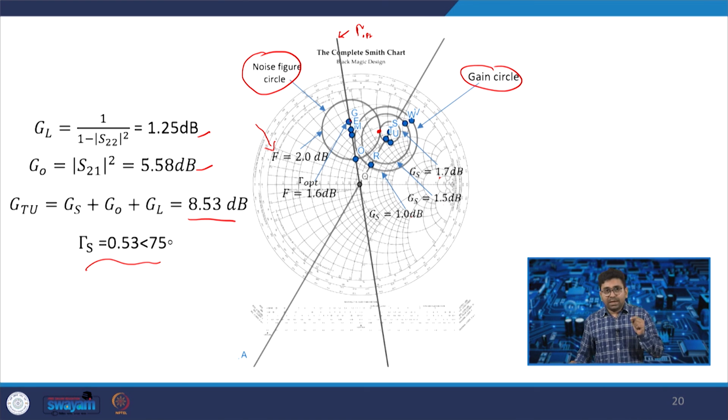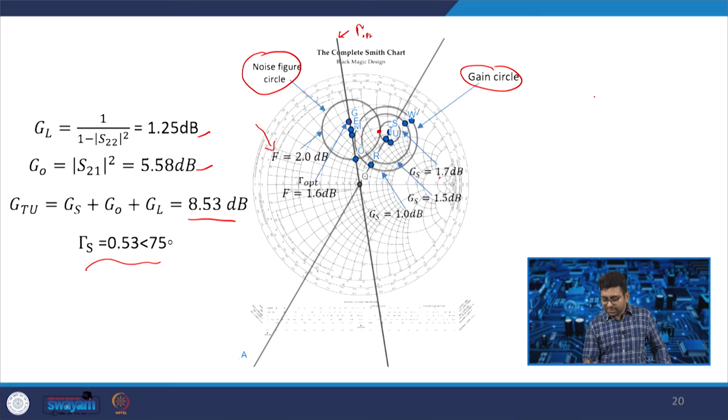So in this, what we have done: we have found the noise figure, and based on the given parameters, we have drawn the noise figure circle, we have drawn the gain circle, and we optimized the gain at which we are getting the gamma s, which is 0.53 angle of 75. So this is how we can design the low noise amplifier.